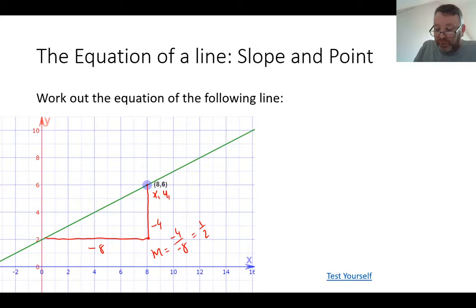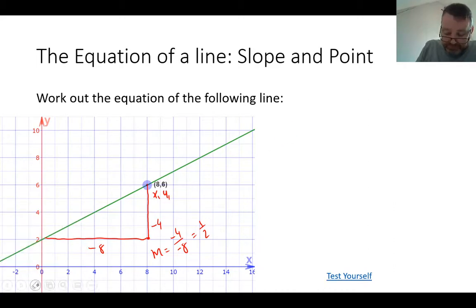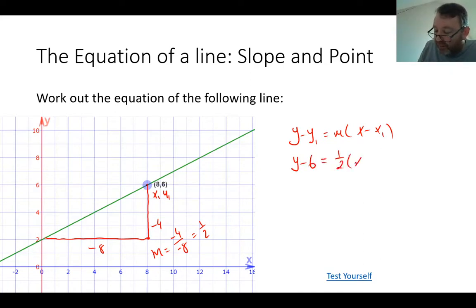I know my x1 and y1, so take that out. So back to my pen. Y minus y1 equals m times x minus x1. Y, leave it alone. It's not marked for substitution. Y1 has a value. It's 6. So y minus 6 equals slope half by x, leave it alone, it's not marked, minus x1, which is 8. Now, that's the equation. You could leave it like that. I wouldn't ask you to.